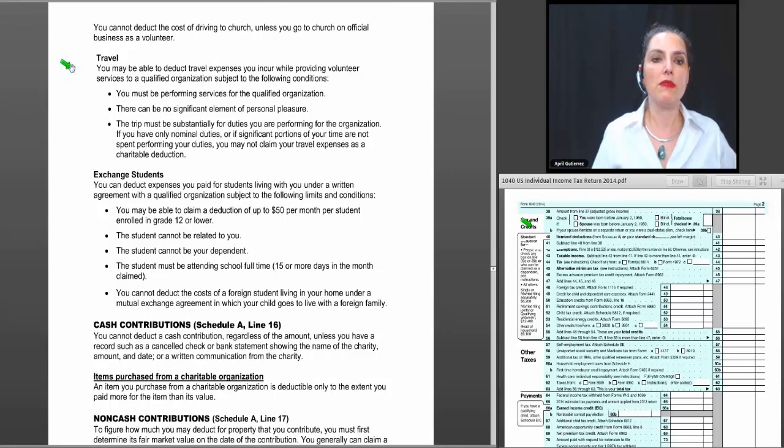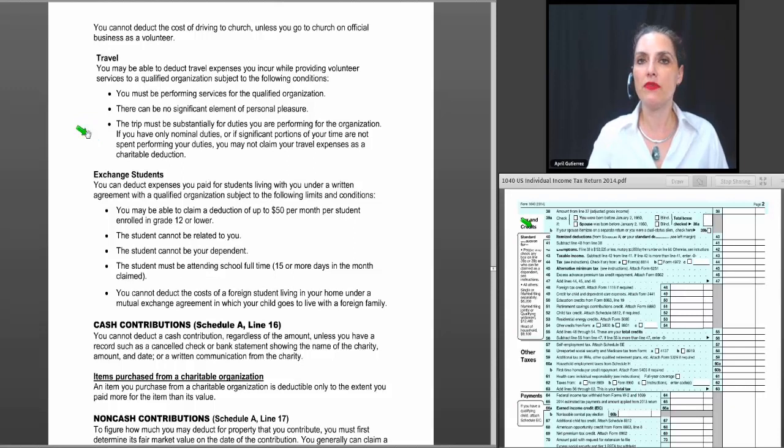For travel, you may be able to deduct travel expenses you incur while providing volunteer services to a qualified organization, subject to the following conditions. Number one, you must be performing services for the qualified organization, and there can be no significant element of personal pleasure, and the trip must be substantially for duties that you are performing for the organization. If you have only nominal duties, or if significant portions of your time are not spent performing your duties, you cannot claim a charitable deduction for your travel expenses.